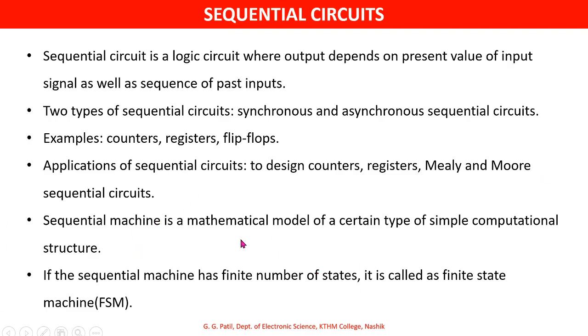A sequential machine is a mathematical model of a certain type of simple computational structure. If the sequential machine has a finite number of states, it is called a finite state machine. This word will come frequently while studying this paper. So students must know what a finite state machine is. It is a machine that has a finite number of states. If a sequential machine has a finite number of states, then it is called a finite state machine.